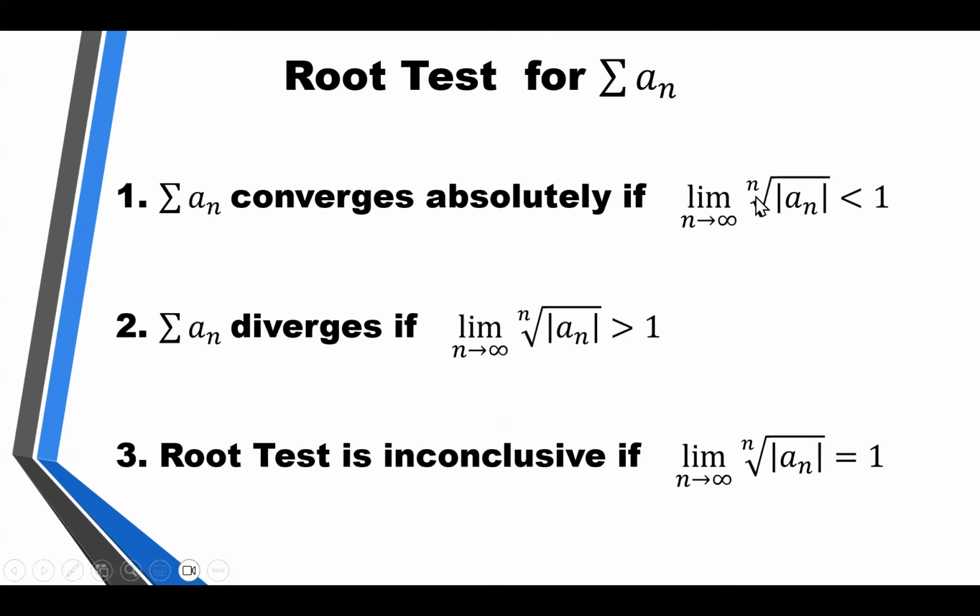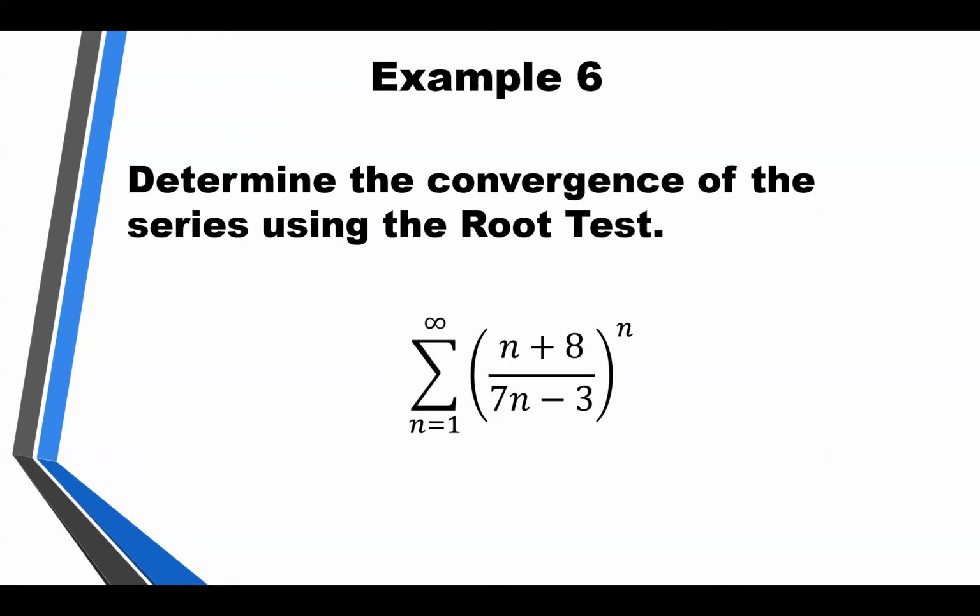Now, taking the nth root of the absolute value, again, we have to use absolute values because if I have negative terms, some nth roots won't work. So we want positive terms here. But we take the nth root of a sub n, and then take the limit as n goes to infinity. This will work really well on certain infinite series.